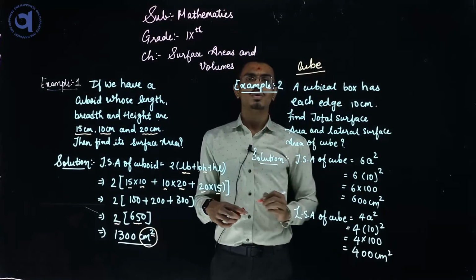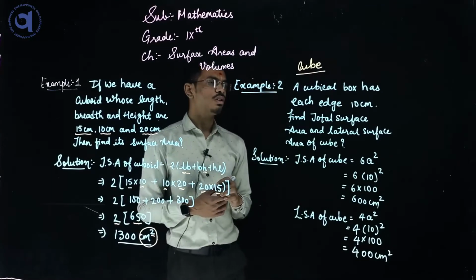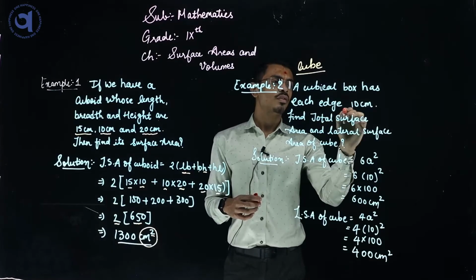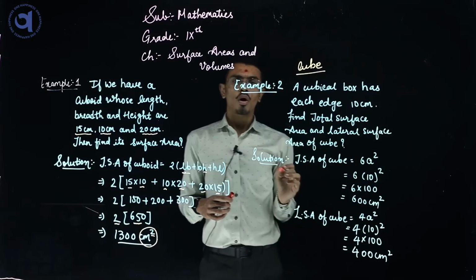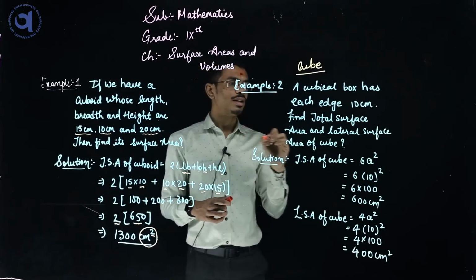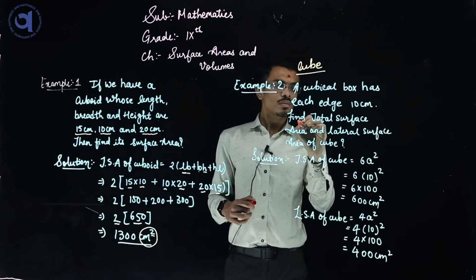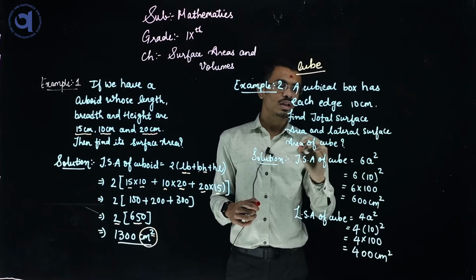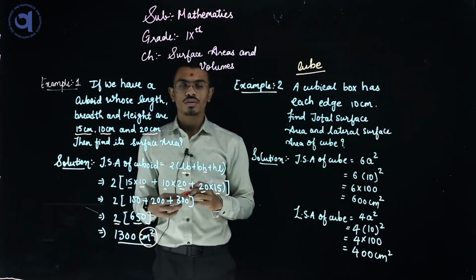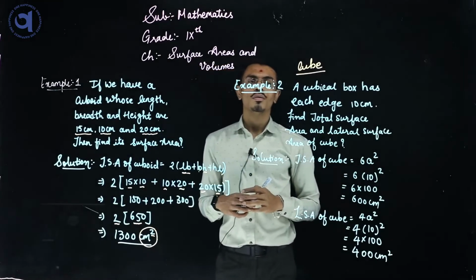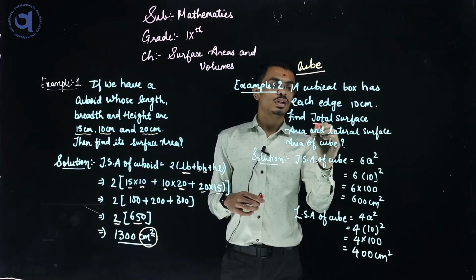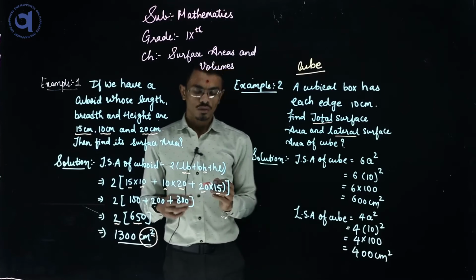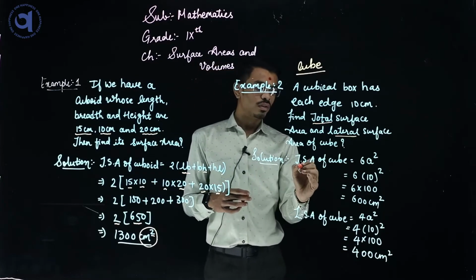Okay, now example number 2 is related to the next shape, that is the cube. See what is given: a cubical box has each edge of 10 centimeter. Then find the total surface area and lateral surface area of the cube. In this question we have to find both of these, the total surface area and also the lateral surface area. So let us start with the total surface area.